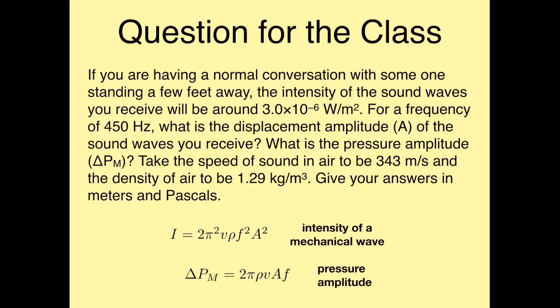Okay, so let's use some of the formulas that we've developed in this chapter and the last one to make some calculations. So let's say you're having a normal conversation with someone who is standing a few feet away from you. In that case, the intensity of the sound waves that you're receiving is going to be somewhere around 3 times 10 to the minus 6 watts per square meter. So that's the intensity for a normal conversation.